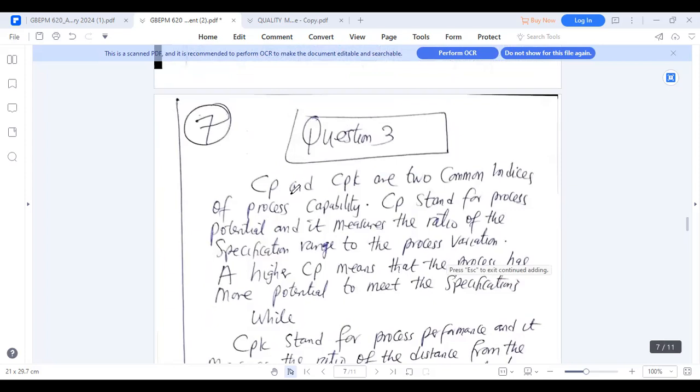The CP and the CPK are two common indices of process capability that we know.